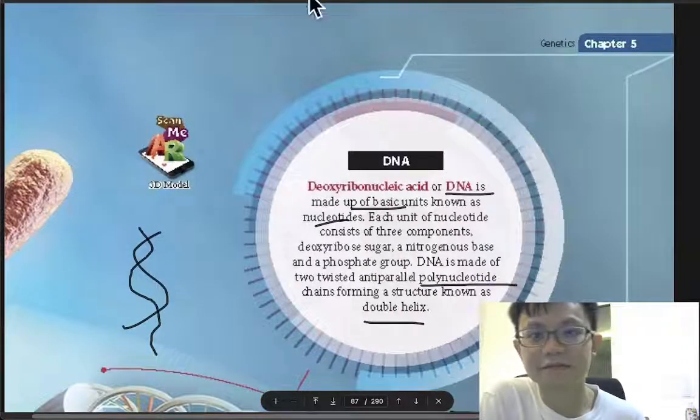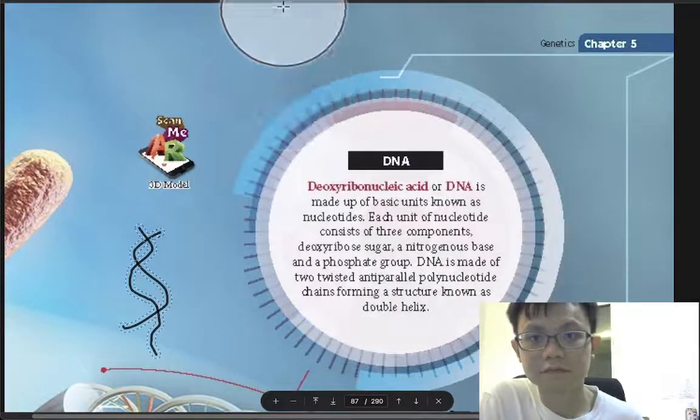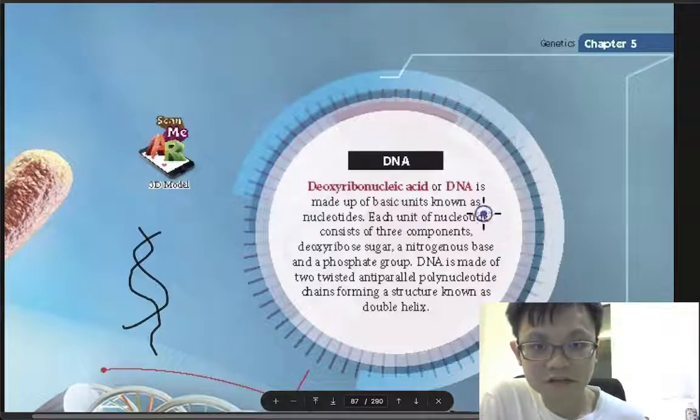What is DNA? DNA is made up of basic units known as nucleotides. Okay, I also don't know whether I read correctly or not, but it should be.